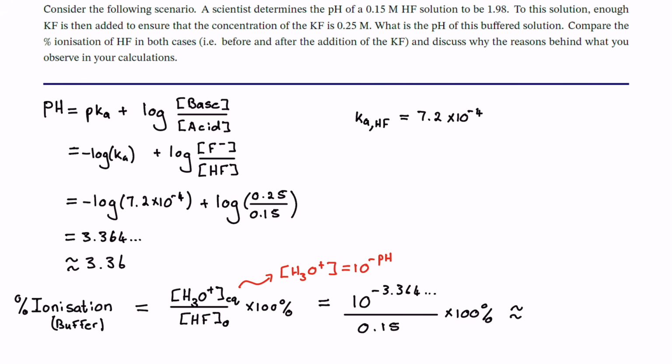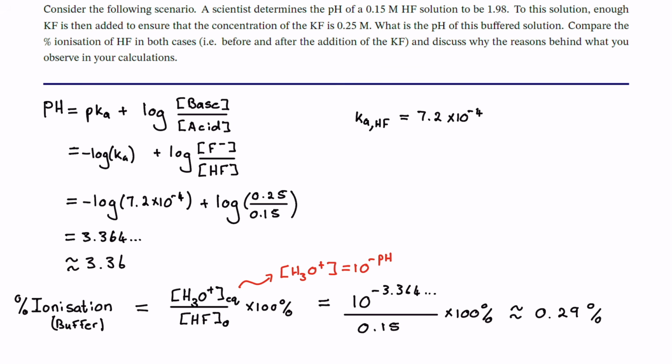If you round this, I got 0.288, etc., so that rounds to 0.29%. And yes, that is a low amount of ionization, because as you expect, the acid in the presence of its conjugate base shouldn't ionize a lot, because there's already a lot of its conjugate base present. So it should remain mostly in its acid form.